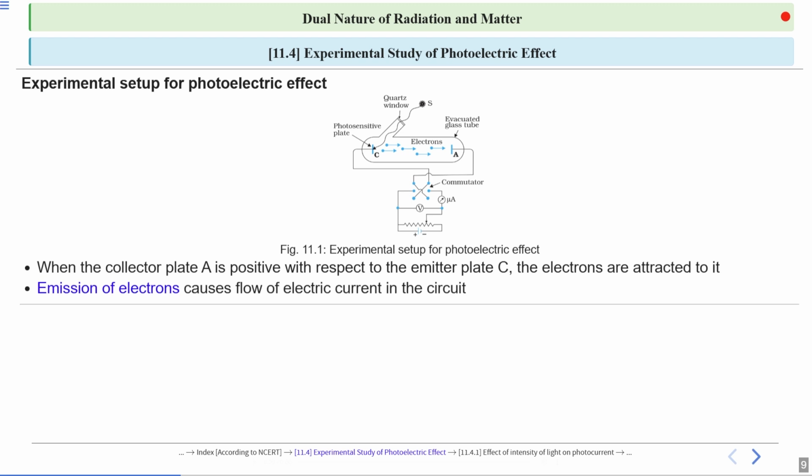As a result of electrons being emitted and attracted to the collector, we get a flow of electric current in the circuit. This current is direct evidence that electrons are being released from the metal surface due to incident light. And the emission of electrons and the resulting current shows us the particle-like behavior of light, which is a key part of the photoelectric effect.